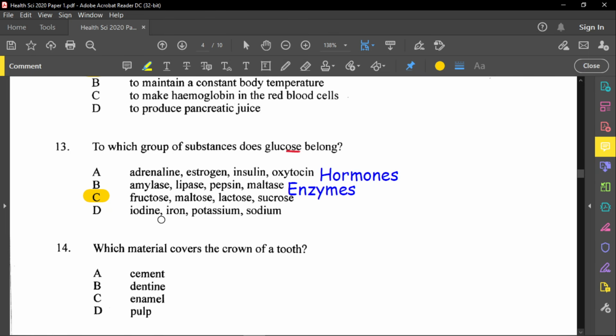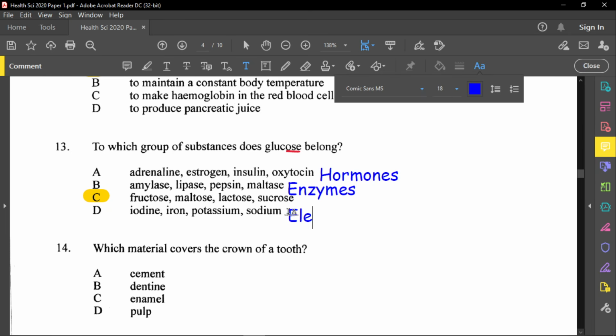Now, iodine, iron, potassium, and sodium are elements or minerals. So option D is our elements or minerals. They can label it as two things: elements or minerals. Just so you know those.